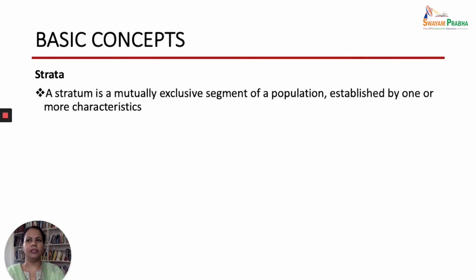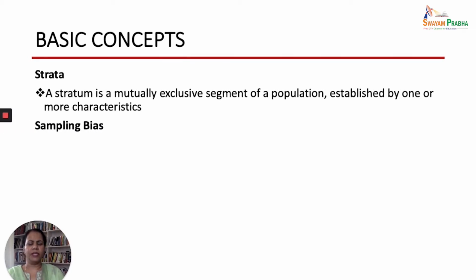Or we can take the strata as age groups, maybe adolescents, adults, middle age or old age people. Like that we can make the strata, and then out of the strata we select the subjects. So each stratum of the population should be considered, and the sampling should be done from all the strata.